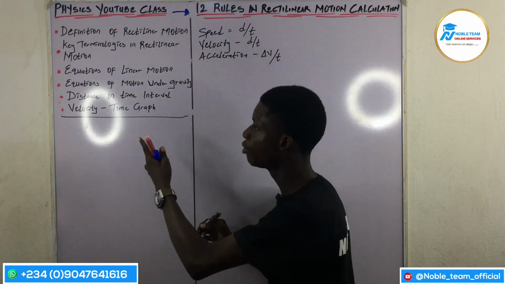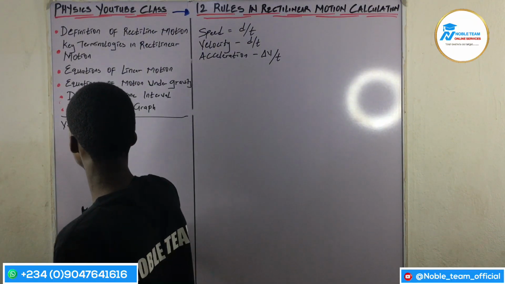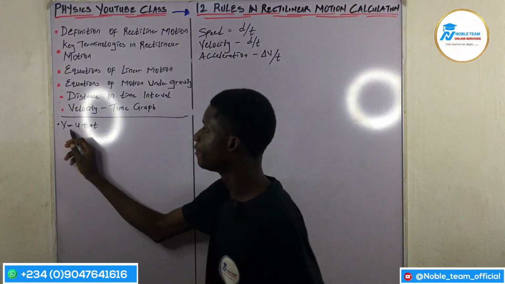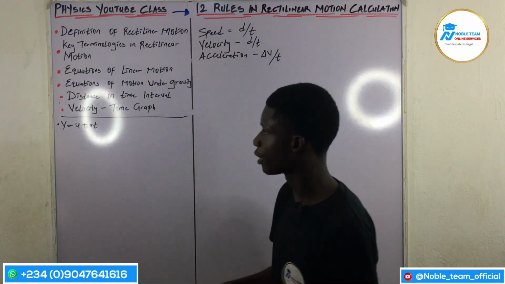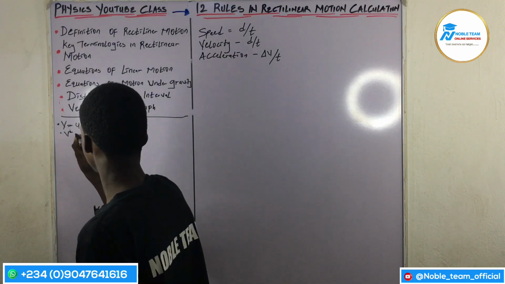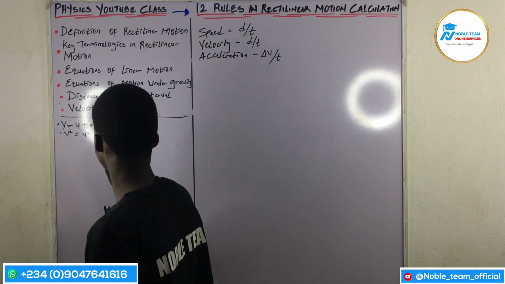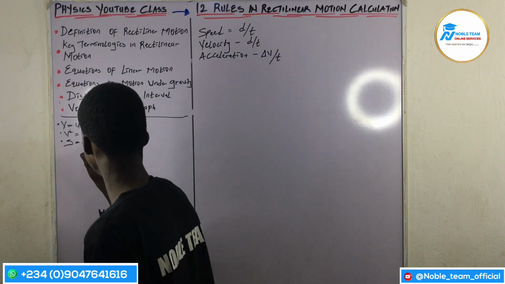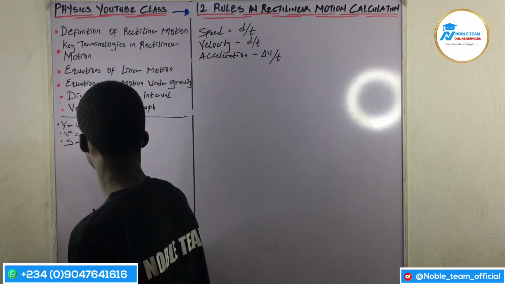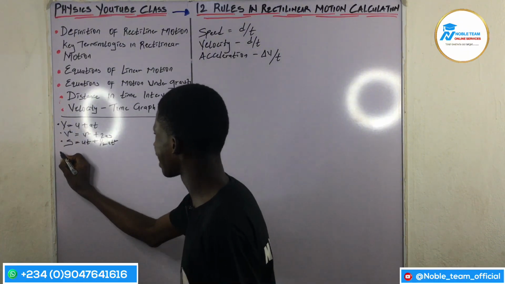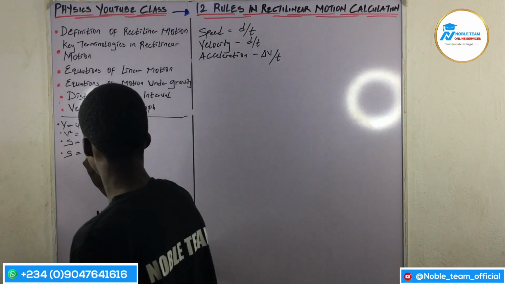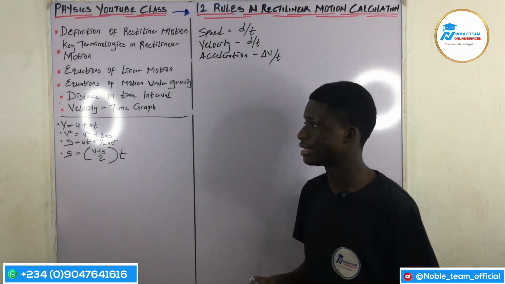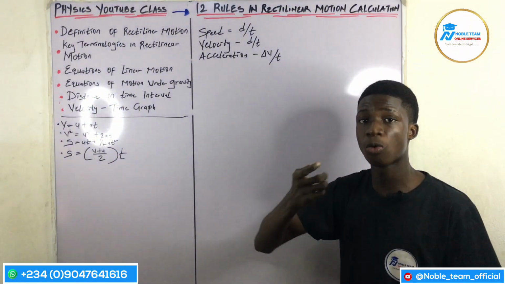The first equation of linear motion is V = U + AT. Don't worry, I'm going to explain what V is, what U is, what A is, and what T is. The second equation of linear motion is V squared = U squared + 2AS. The third one is S = UT + half AT squared. The last one is S = (V + U) over 2 multiplied by T. These are the 4 equations of linear motion that you must know.